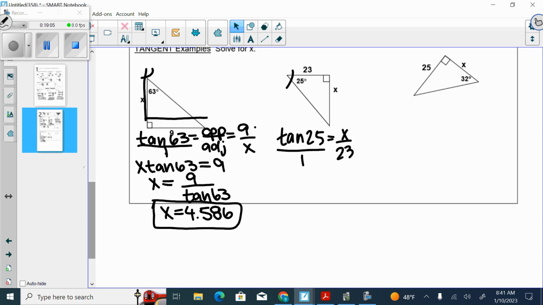So I put this over 1, and we cross multiply. When we multiply this direction, I've got 23 times tangent of 25 is equal to 1 times x, which is just x. So what is 23 times tangent of 25? Good.